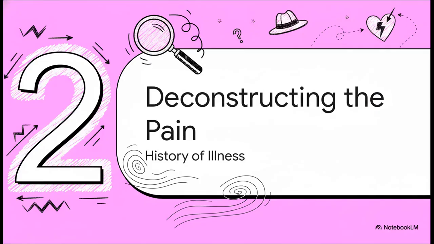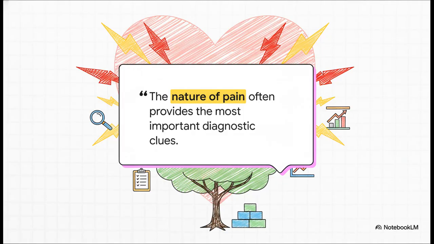Okay, now we move to the absolute core of your investigation, deconstructing the pain. This is where you really put on your detective hat, because the pain itself holds the most important evidence you're going to find. And this is the central principle from Hutchinson's, and it's so true. The most valuable information you are going to get comes from a detailed, structured analysis of the pain itself. Everything else you do just builds on this foundation.